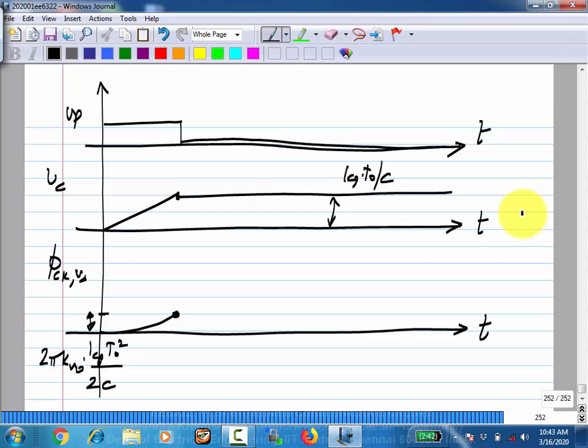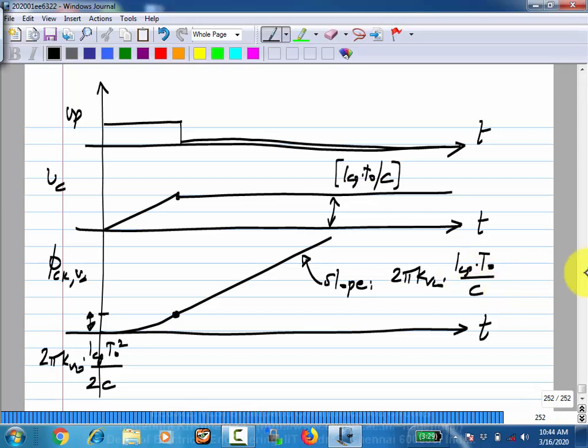After that, what happens? What will be the shape? Ramp. It will be a ramp. Now, what will be the slope of the ramp? What is the slope of the phase? It is the radian frequency, right? Radian frequency step. And how much is that? It is this voltage times 2 pi KVCO. Okay. Slope is 2 pi KVCO ICP T naught by C. And how much does it change in every cycle? This times T naught. That's all. So this step per cycle will be 2 pi KVCO times ICP T naught square by C.